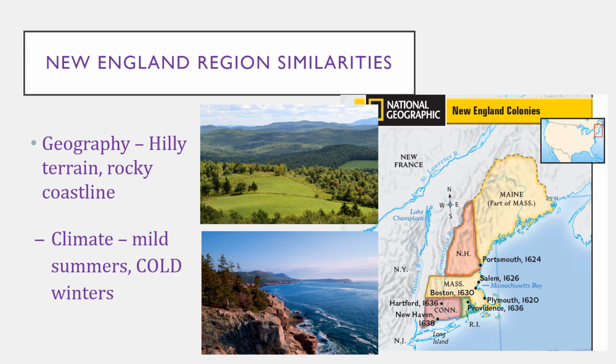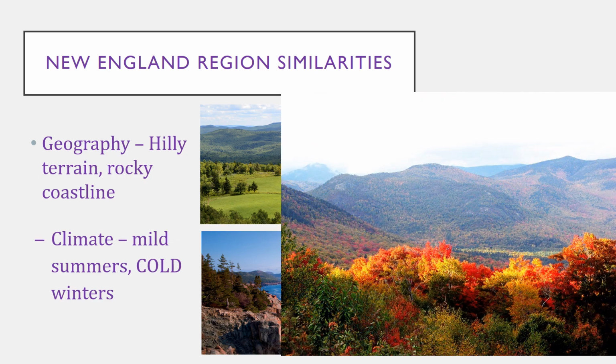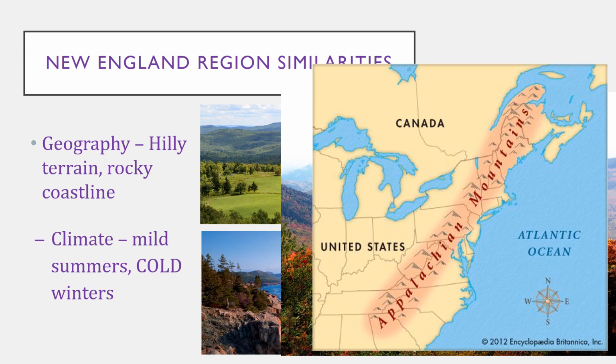For the most part, the colonies in New England have very hilly terrain. Terrain means the type of land. Since these colonies border the Appalachian Mountains, their hills are the foothills of the larger, higher mountains that are further west in this mountain chain.